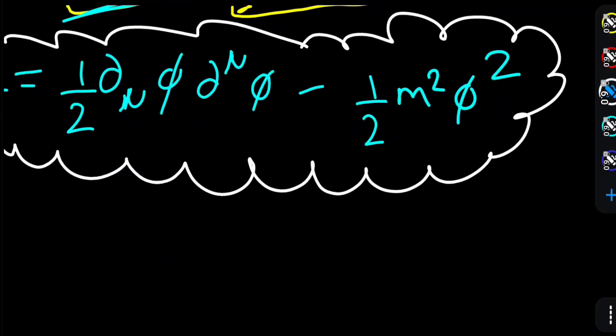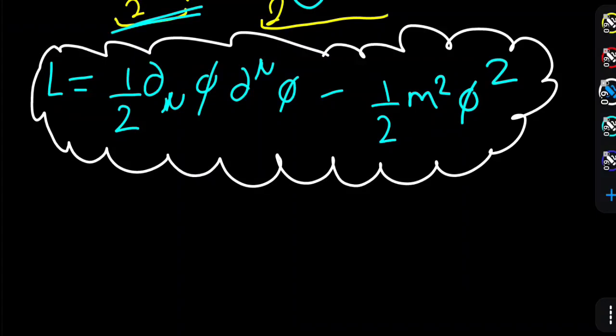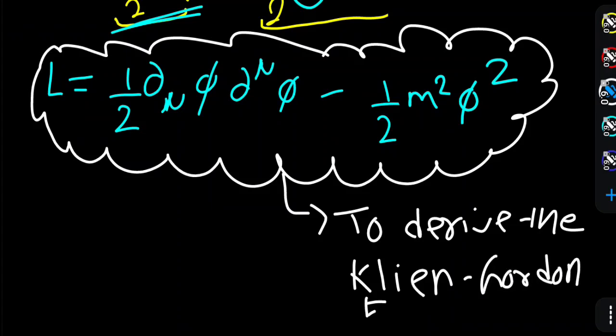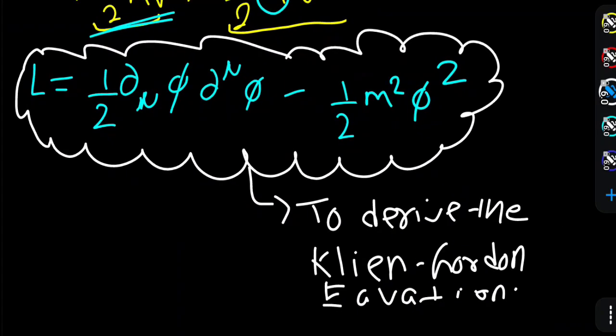If you don't believe me, just take the derivative of the Lagrangian with respect to phi and del mu phi, and check this. You will get the Klein Gordon equation, and I am leaving it up to you to derive the Klein Gordon equation. Just do this on your own, because I have derived the Lagrangian. You just have to take the derivatives and put them into the Euler-Lagrange equation, and you will get the Klein Gordon equation.